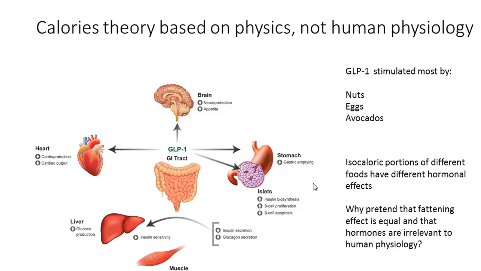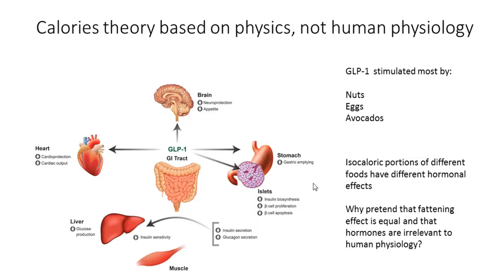Look at GLP-1, for example. So we all know about the GLP-1 agonists. They sometimes cause a lot of weight loss because they stimulate satiety. And what happens? GLP-1, for example, goes up to the brain and increases neuroprotection, decreases appetite, goes to the heart and stomach, and so on. And we have drugs that will stimulate GLP-1. Well, if we know that nuts, eggs, and avocados are the foods that sort of stimulate a lot of GLP-1, why do you pretend that 100 calories of nuts is the same as 100 calories of white bread? It's like, it's not. The effect on the body is completely different. You have to talk the language that the body is talking, which is hormonal, not calories.